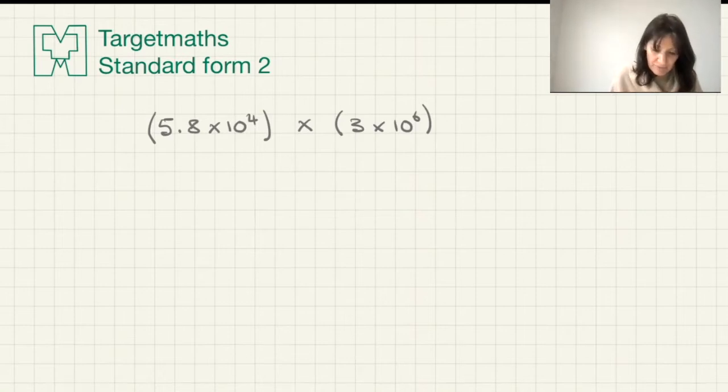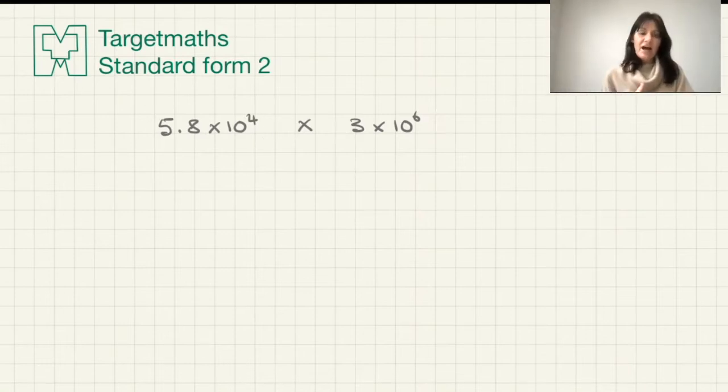However, I am going to remove the brackets just because I want to demonstrate something. If I remove them and look at that question like that, I can see 5.8 times by 10 to the 4 times by 3 times by 10 to the 6. So that's 5.8 times 10,000 times 3 times 1,000,000. And we should know when it comes to multiplying that it doesn't really matter what order we do these things in. So if I said I had 5 times 4, that's 20. I could do it the other way around, 4 times 5, that's 20.